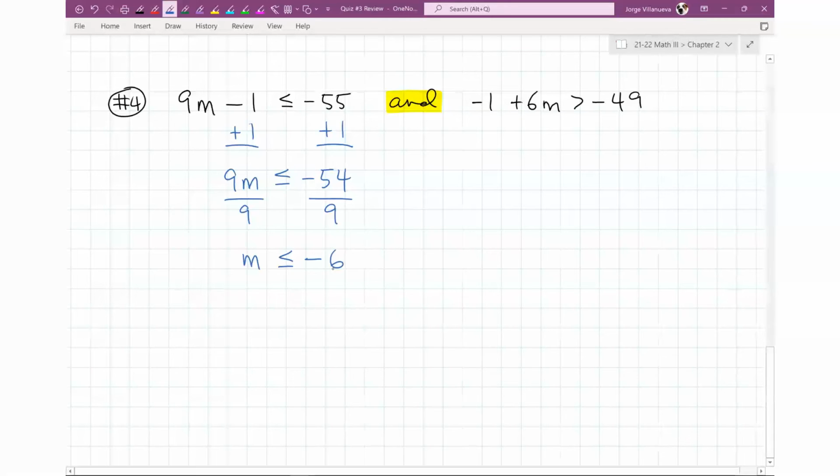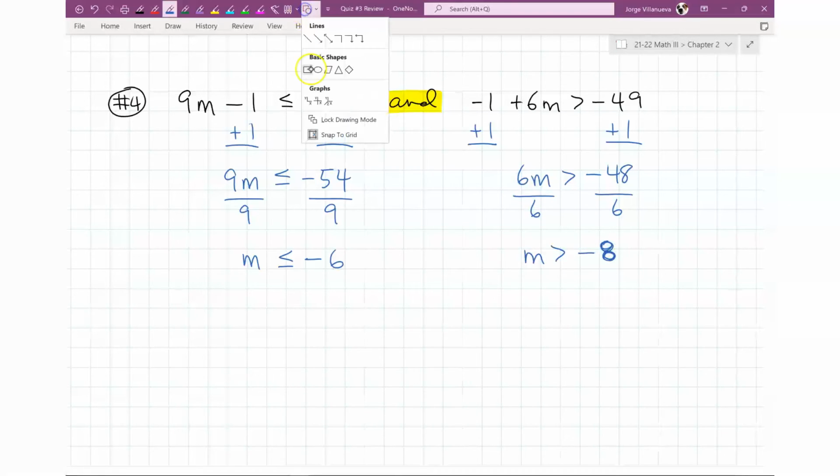Okay, negative 1 plus 6m greater than negative 49. We're going to add 1 to both sides. So that gives me 6m greater than negative 48. And then we're going to divide. So we'll divide by 6. So m is greater than negative 8. And now just graph, okay? So let's do that really quick.